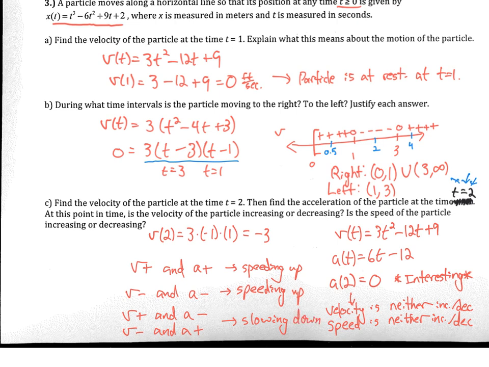However, in this case, because the acceleration is 0, none of this really applies. It means that the velocity is neither increasing or decreasing, and the speed is neither increasing or decreasing either. The particle is just at a maximum or minimum velocity.